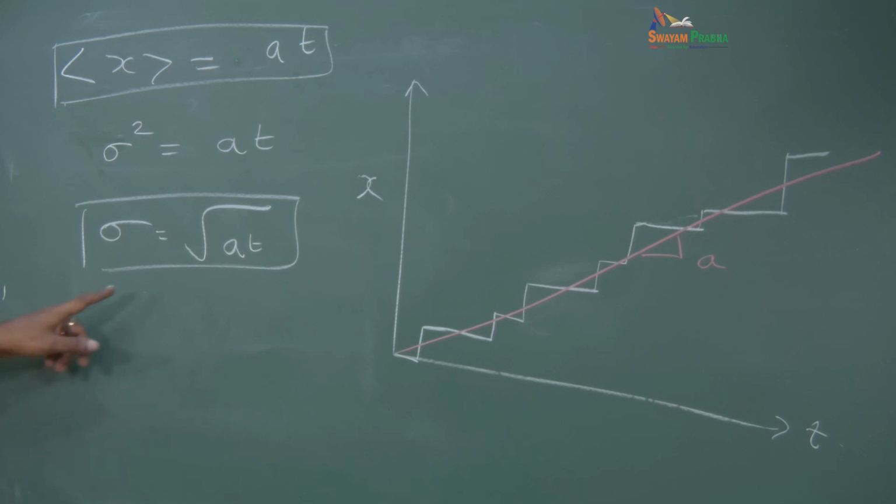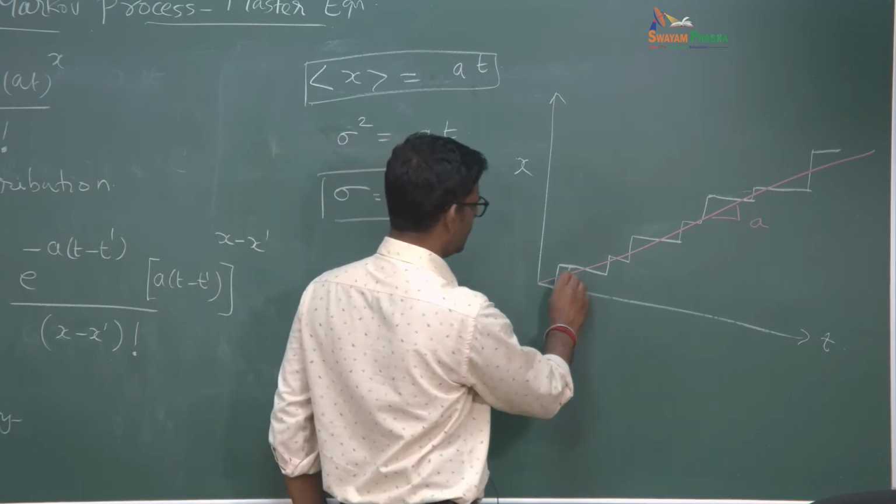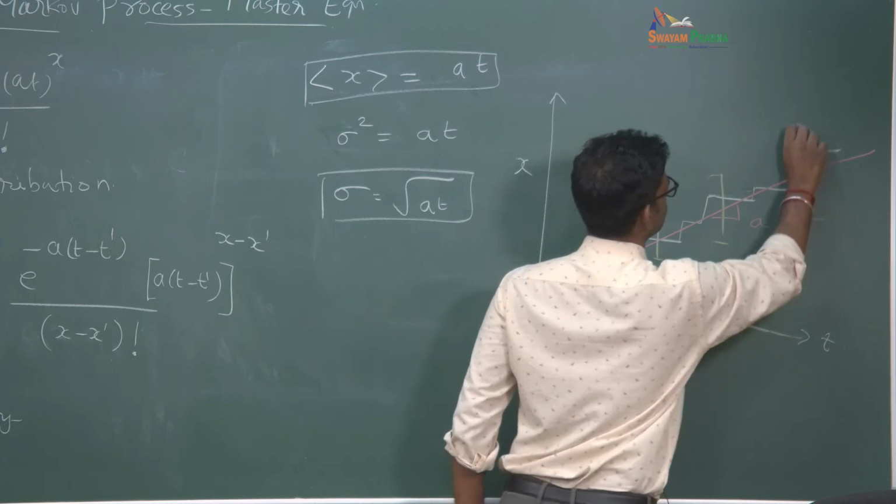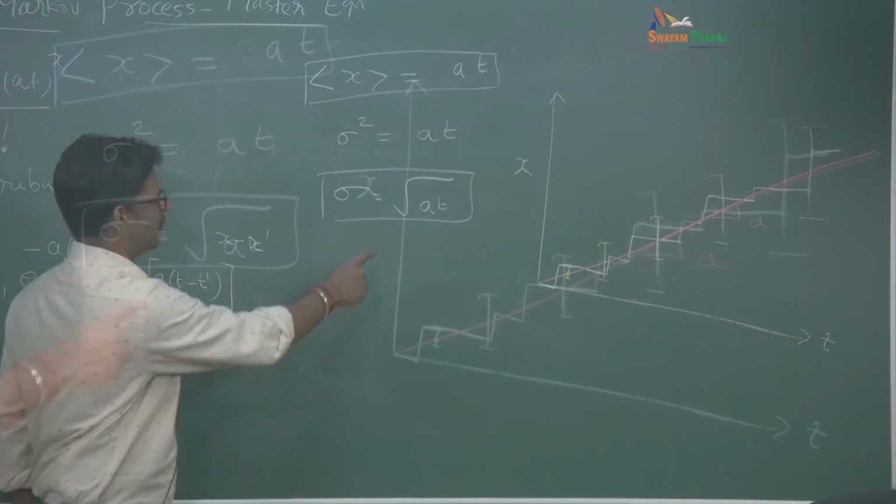Now this also goes as square root of t, so that means we have to represent the uncertainty here. The uncertainty will be small, but as a function of time, this uncertainty will grow. This change is proportional to square root of t.